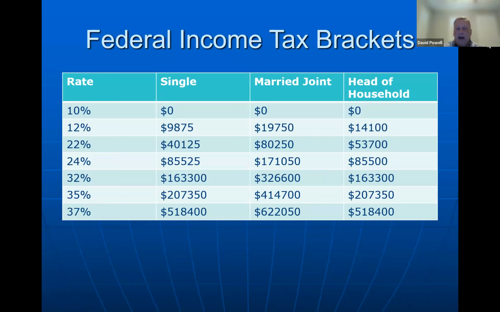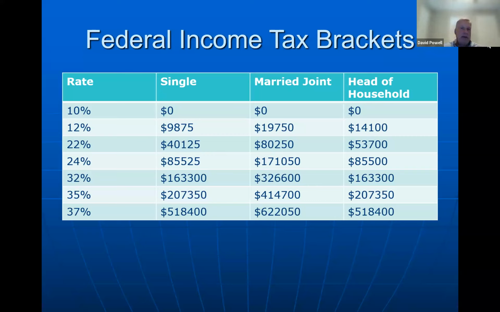Then for every dollar above $9,875 up to $40,125, every dollar would then be taxed at 12%. And then for every dollar above $40,125 up to $85,525, each one of those dollars will then be taxed at the 22% level, and so on and so on. The nice thing about having graduated marginal income tax brackets is it does make the income tax look a lot fairer and a lot more equitable to taxpayers.